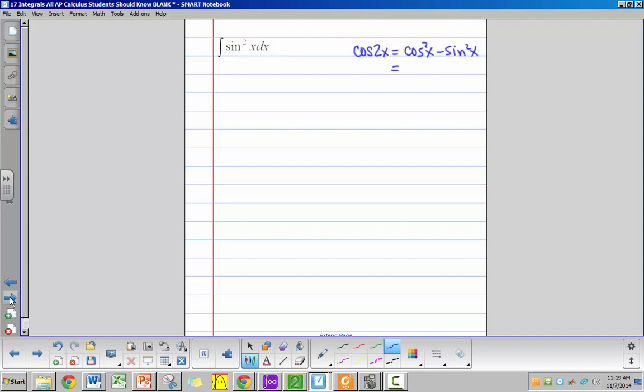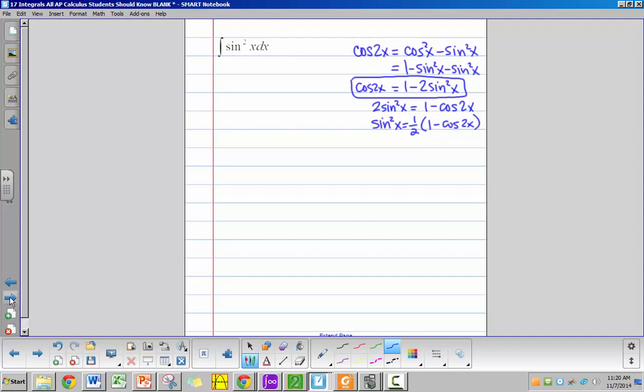But I don't need any cosines with it, so I'm going to change this to 1 minus sine squared x minus sine squared x, and that's equal to 1 minus 2 sine squared x, and that's cosine 2x. So I'm going to use this version right here and solve for sine squared x. So moving the sine squared x to this side, I get 1 minus cosine 2x over here, and then sine squared x is equal to 1/2 times 1 minus cosine 2x.